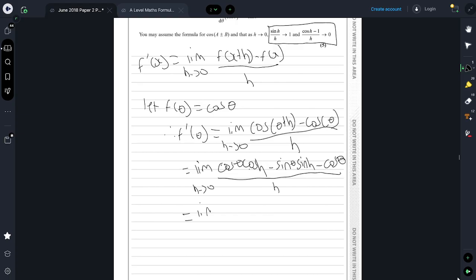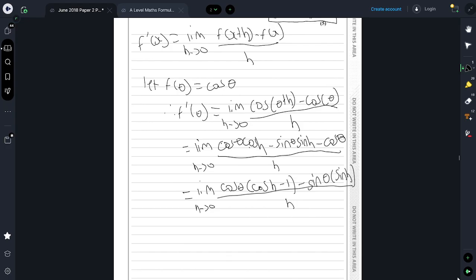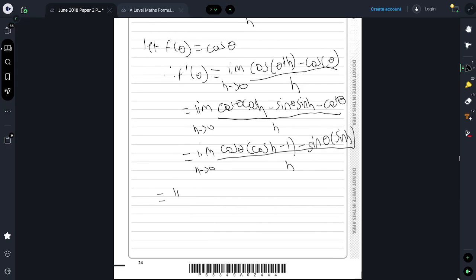So I think it makes the most sense, by looking at it, to factorize cos theta and sine theta separately. So cos theta of cos h minus 1, minus sine theta sine h, okay, and that's over h. And then we can split this up. So the limit as h tends to 0 of cos theta splits up into two parts: cos theta of cos h minus 1 over h, minus the limit, because it's the same limit, of sine theta sine h over h. Cool. Because we're splitting the fraction up into two.